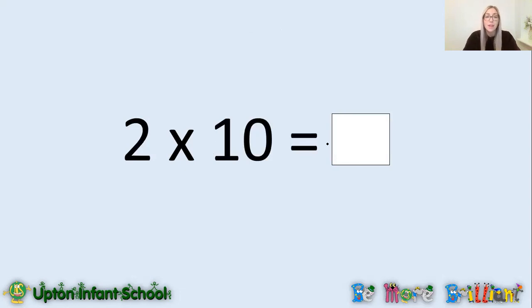Okay, next one. We have got 2 lots of 10. So I need 2 on my fingers because I need 2 times 10. And I'm finding out my answer equals, counting in 10s. 10, 20. That was 2 lots of 10.